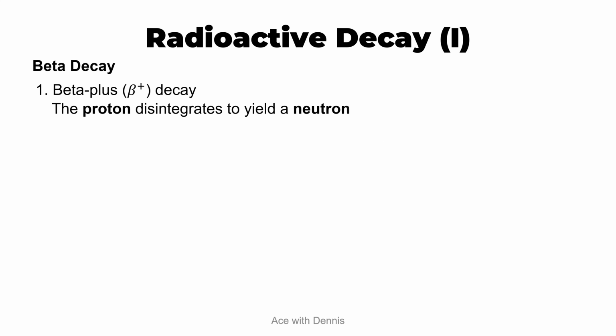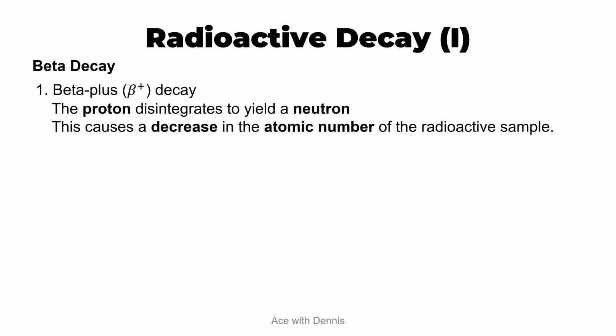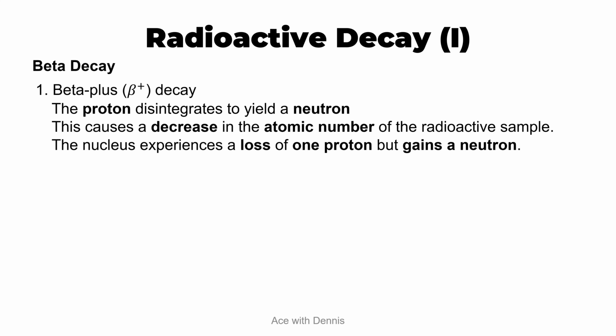In beta plus decay, the proton disintegrates to yield a neutron. This causes a decrease in the atomic number of the radioactive sample. The nucleus experiences a loss of one proton but gains a neutron. Beta plus decay produces a positron and a neutrino.